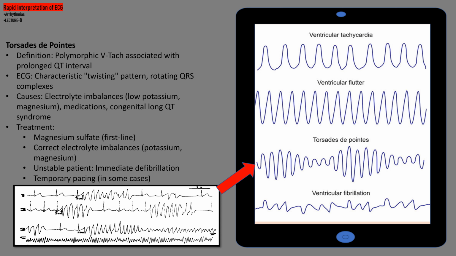Treatment: magnesium sulfate, the first-line treatment to stabilize the rhythm. Correct electrolyte imbalances, particularly potassium and magnesium. If the patient is unstable, immediate defibrillation may be required. Temporary pacing. In some cases, pacing can help shorten the QT interval and prevent recurrence.